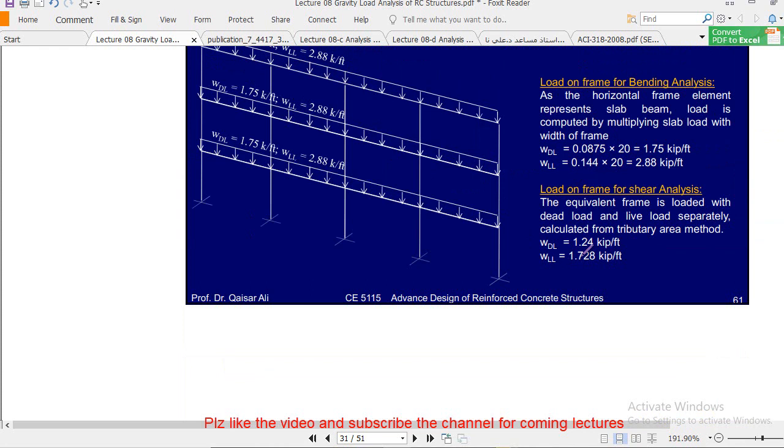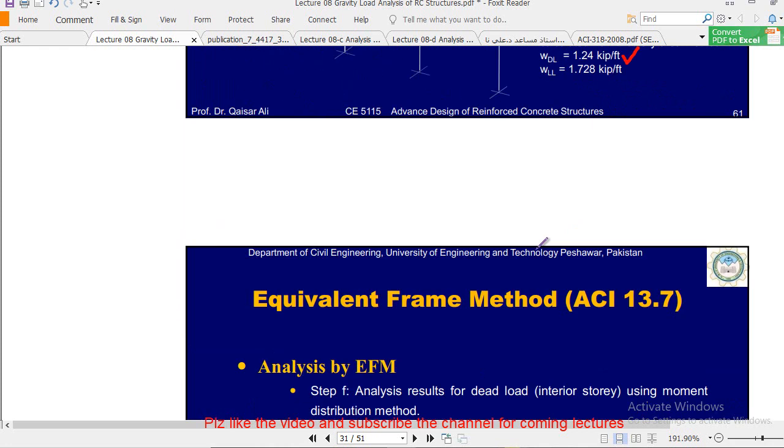A slab beam in the equivalent frame method, as I explained in lecture number 1, is different, because a slab beam consists of both slab and beam. But when we assign moments from a slab to a beam, in that case the beam is a separate member. In that case we will use this kind of loading. Inshallah, in this lecture you will see how we will assign this loading.